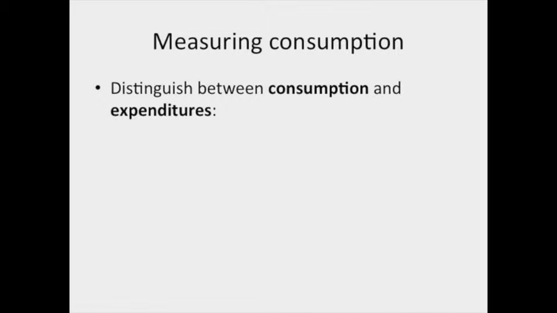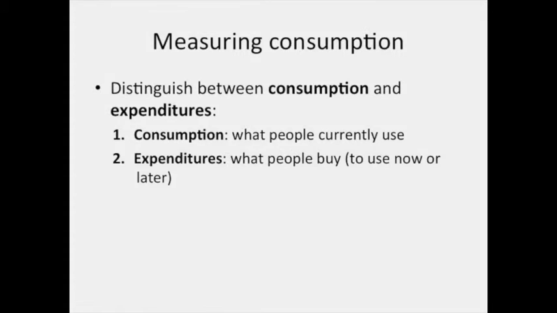First of all, we need to make the distinction between consumption and expenditures. Consumption refers to what people are currently consuming, or what goods and services they use at the moment. Expenditures, on the other hand, refer to what people buy, or how much money is spent on goods and services. While these two categories will be the same in the long run, in the short run they may differ.